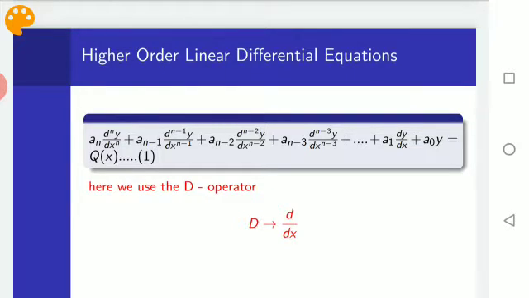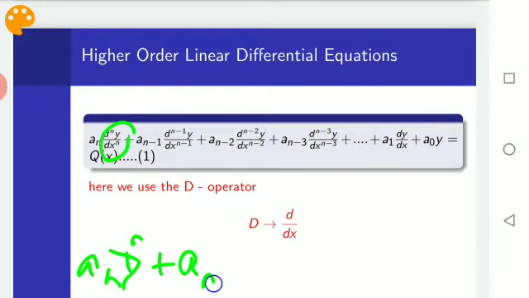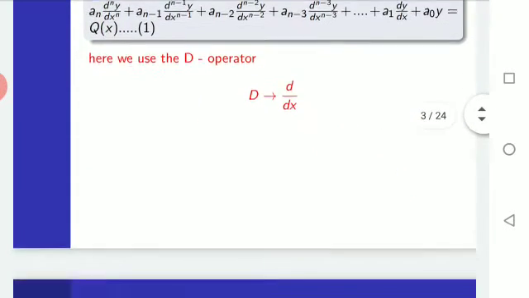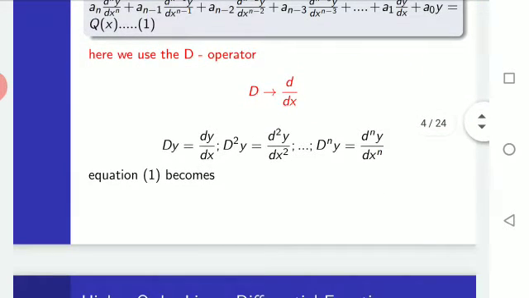So in equation 1, what I've done is the d/dx that you have here, I can write it as (a_n D^n + a_{n-1} D^{n-1} + ... + a_1 D + a_0), all of this will be operated on y. So I'm just replacing d/dx with the operator D.